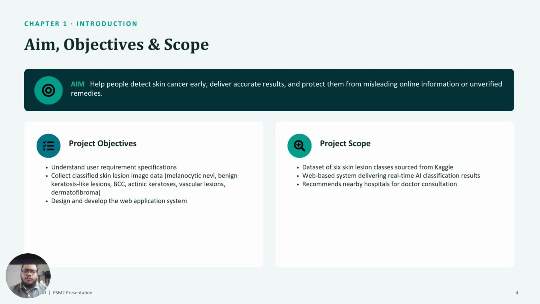Second, to collect and use a properly classified skin lesion image dataset covering six categories, which are melanotic nevi, benign keratosis-like lesions, basal cell carcinoma, actinic keratosis, vascular lesions, and dermatofibroma. And third is to design and develop the actual web application.